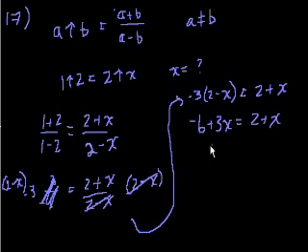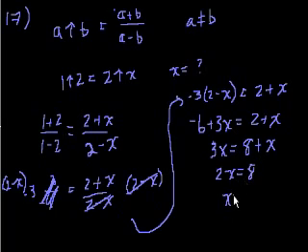And let's see, where do I want my x's? Let's add 6 to both sides. 3x is equal to 8 plus x. Subtract x from both sides. 2x is equal to 8. X is equal to 4. Choice A.